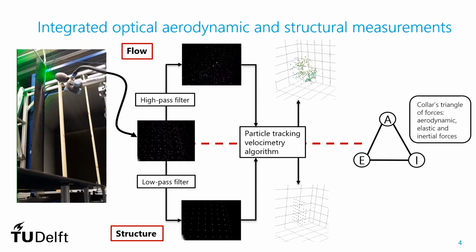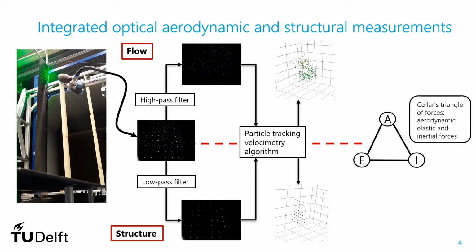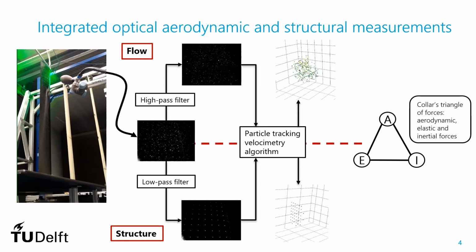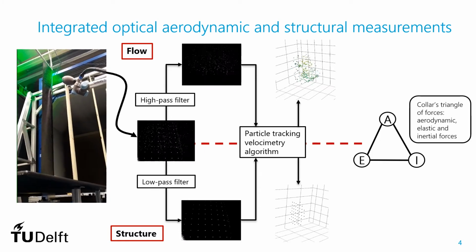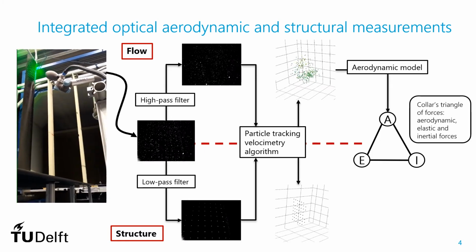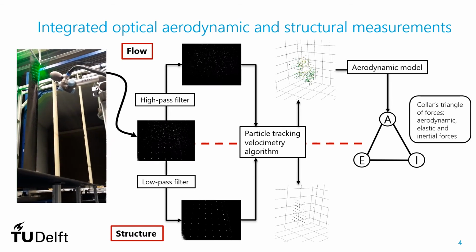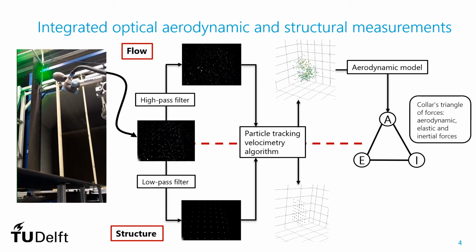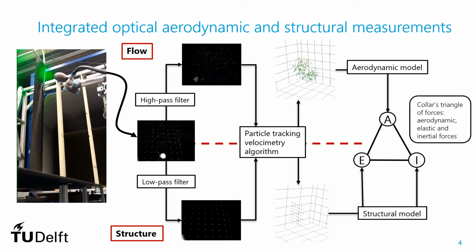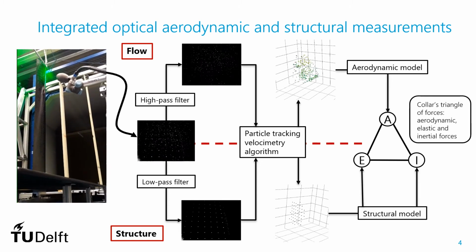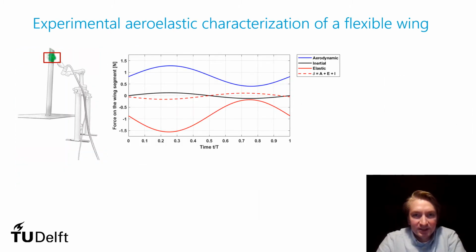To relate the obtained velocimetry data to the forces that act on the wing, we have to apply a physical model. In fact, we need two different physical models for our approach, an aerodynamic model to determine the aerodynamic force and a structural model for the elastic and the inertial force. This is the result for the three forces that we obtained from the integrated measurement approach.